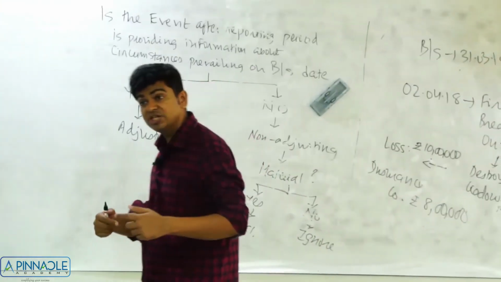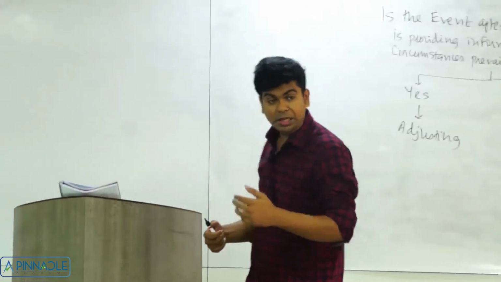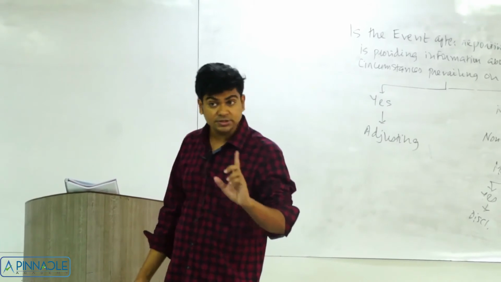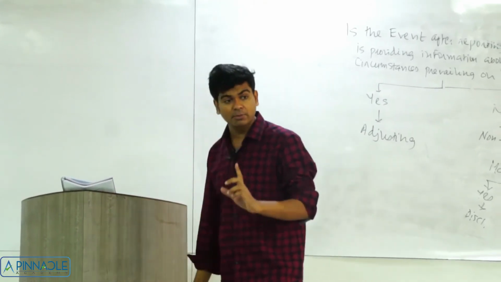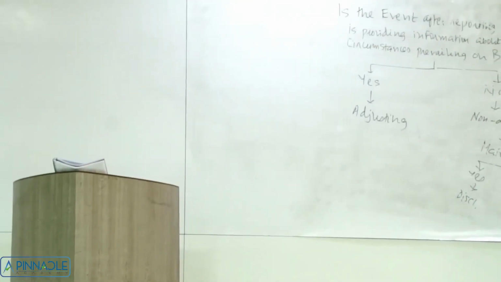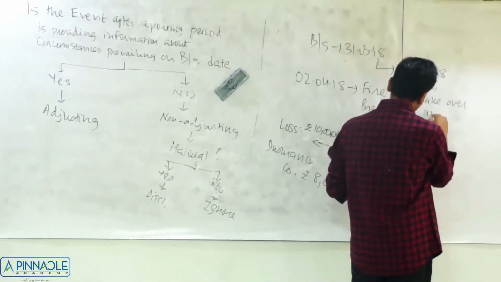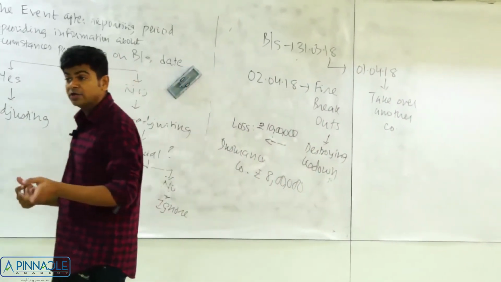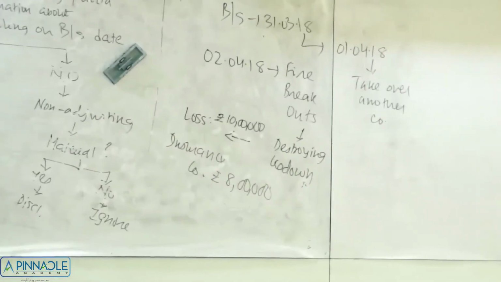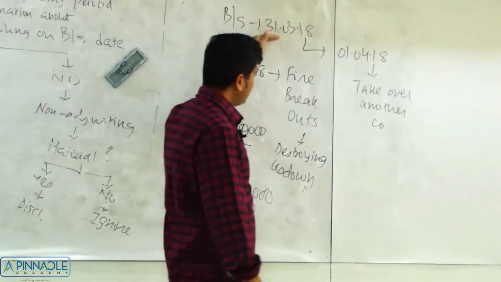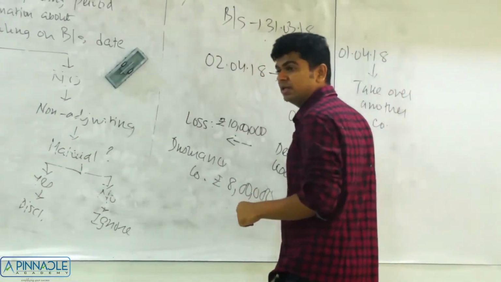Similarly, if you are doing any major mergers or acquisitions, even these are considered non-adjusting. This is really important. For example, let us say you are closing the books on 31st March 18, and on 1st April 18 itself, you take over another company. Many of us will argue that this is adjusting, because I close my books on 31st March 18, and on 1st April 18, I take over the other company.